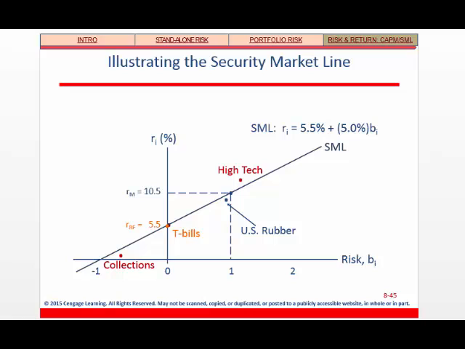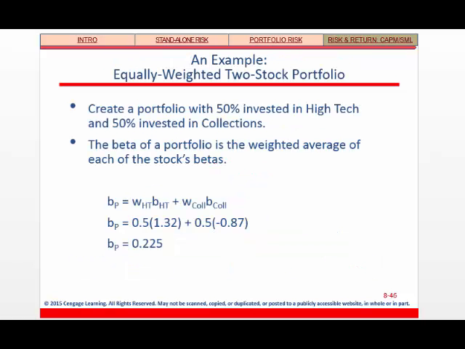Let's take a look at an example. In particular, an equally weighted two-stock portfolio. So let's create a portfolio that's 50% high tech, 50% collections. The beta of this portfolio is going to be what? It's going to be exactly like the expected return. It's going to be a weighted average. So you take 50% of one beta, 50% of the other, add them together, and voila, bingo, you've got the beta of the portfolio. So really think about that. A beta of a portfolio is not very hard to calculate.